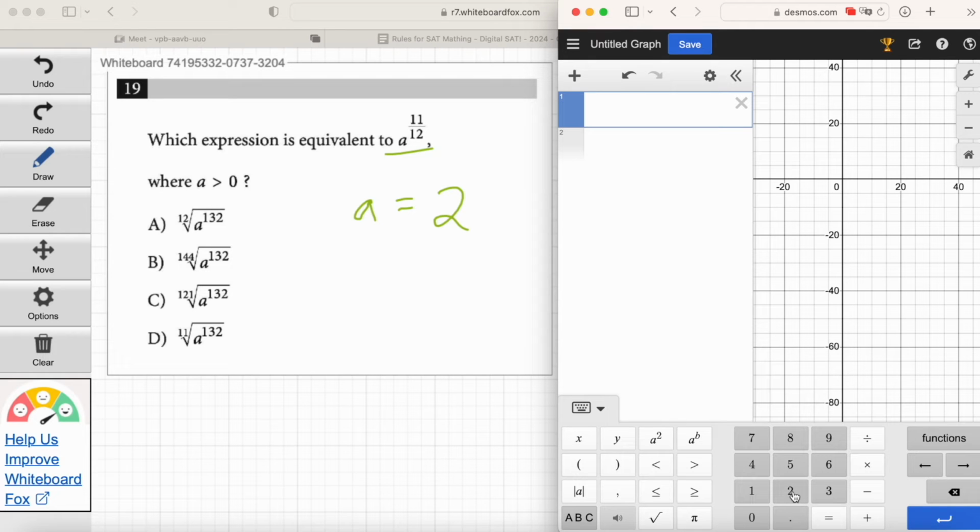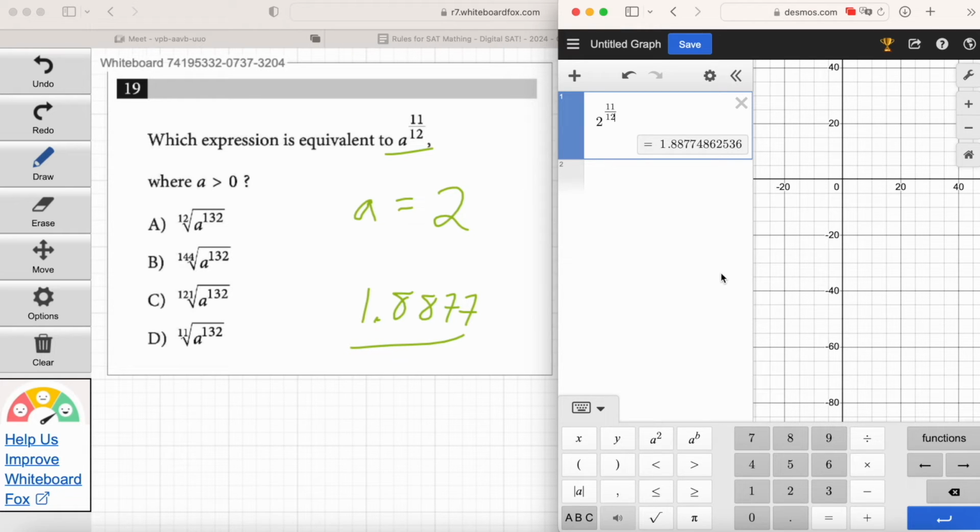Can you see Desmos on the screen share, Emma? Yes. Okay, great. So I'm punching in 2 to the power of 11 divided by 12. You can do fractional exponents in Desmos, no problem. Do you see what that gives us? Yes, we got like 1.887 something. Okay, I'm just going to make a note of that here on the whiteboard. We got 1.8877 something or other. So that's what the expression in the question equals when A is 2.